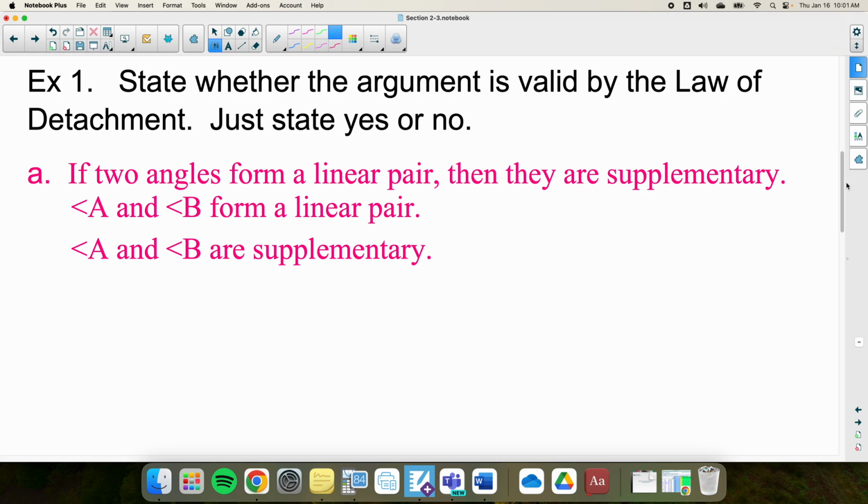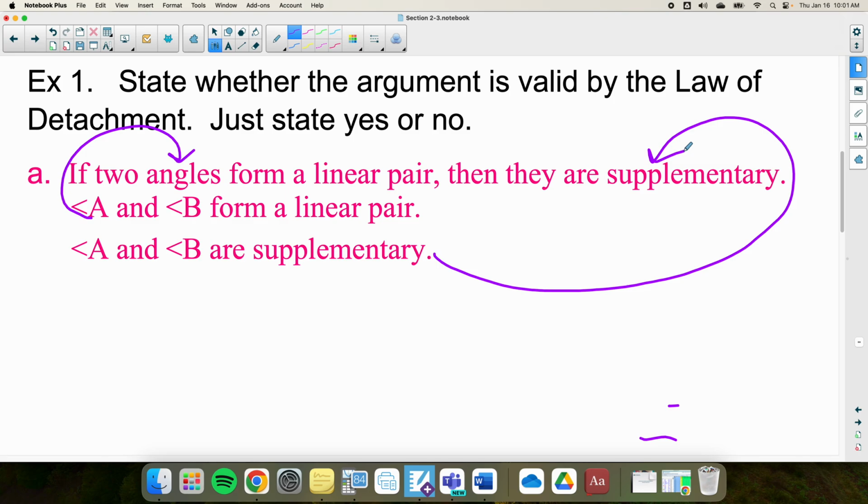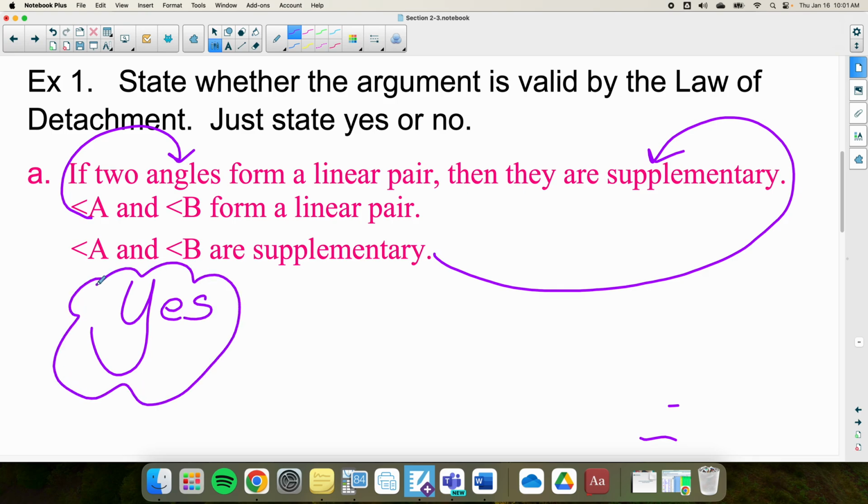So here's an example. What we're doing here is just saying yes or no, if they're in their Law of Detachment or not. So it says, if two angles form a linear pair, then they are supplementary. And then it says, angle A and angle B form a linear pair. Is this referring back to the beginning? Yeah, right? It's talking about two angles forming a linear pair. Is this talking about the end? Good. Yes. So then that is Law of Detachment, and all we have to say there is yes. Okay?